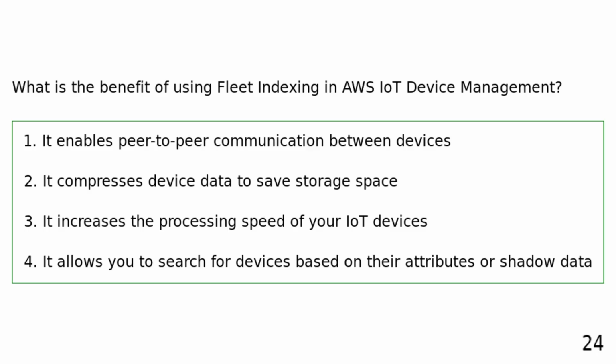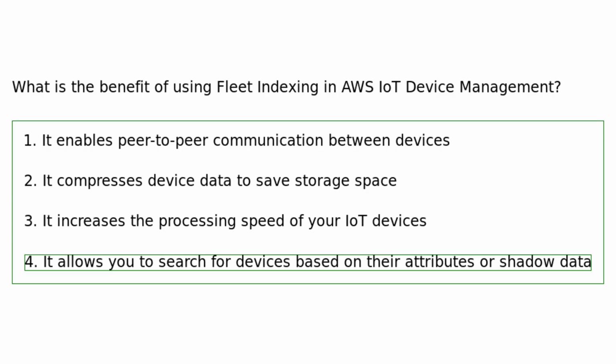What is the benefit of using fleet indexing in AWS IoT Device Management? It enables peer-to-peer communication between devices. It compresses device data to save storage space. It increases the processing speed of your IoT devices. It allows you to search for devices based on their attributes or shadow data.